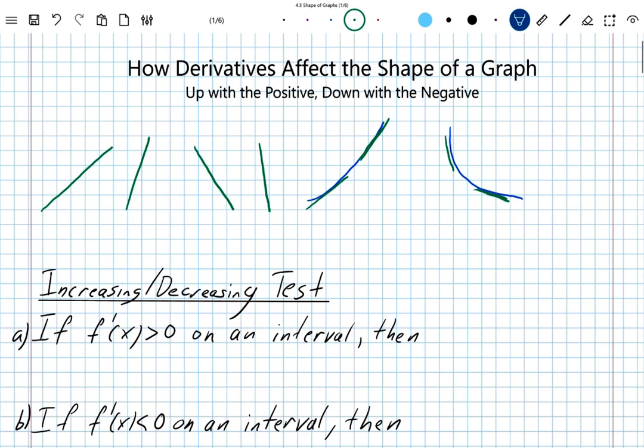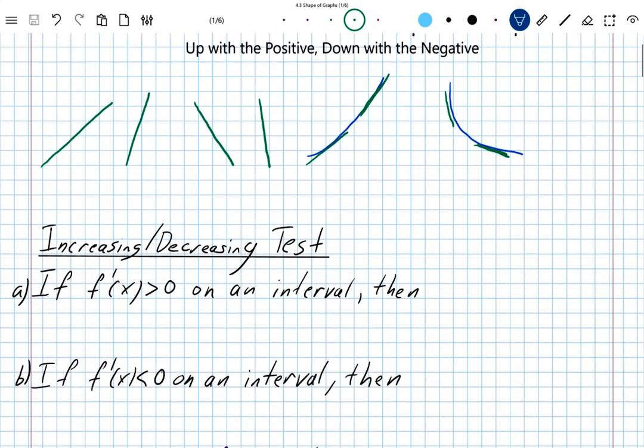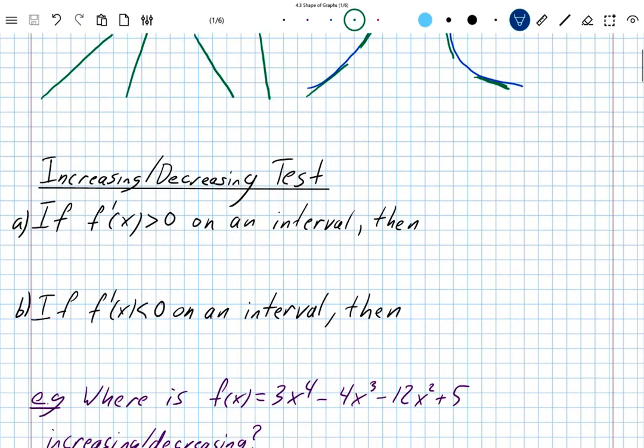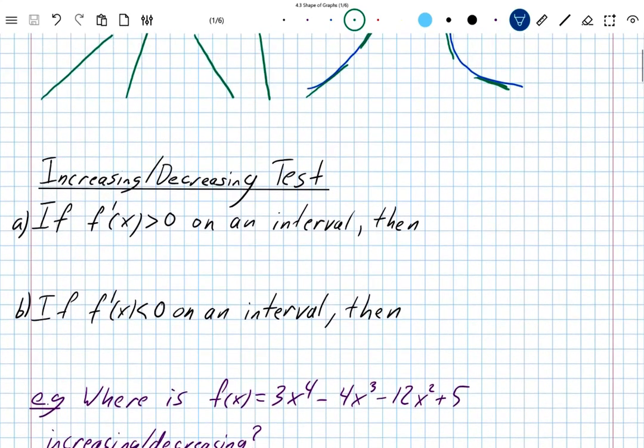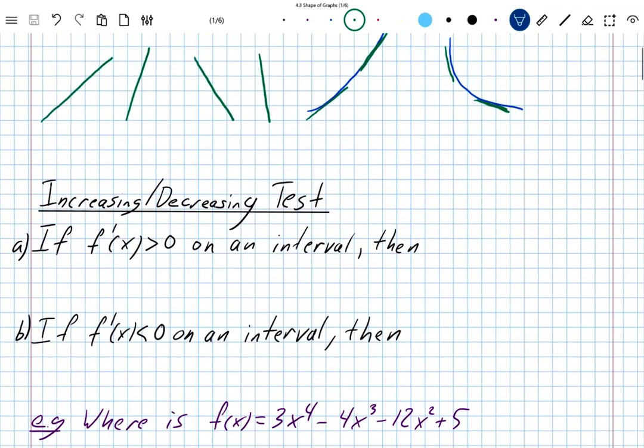And so this hopefully is not an entirely new idea to you, but we're going to dig a little deeper into how the signs of derivatives and even second derivatives tell us about the shape of a graph, and how a quick look at a graph could tell you a whole lot about their derivatives. So we're going to start off with the increasing and decreasing test, and hopefully you can kind of figure this out just from our previous conversation.